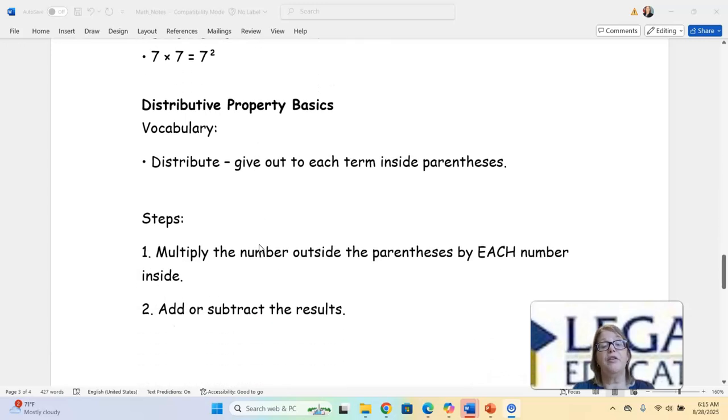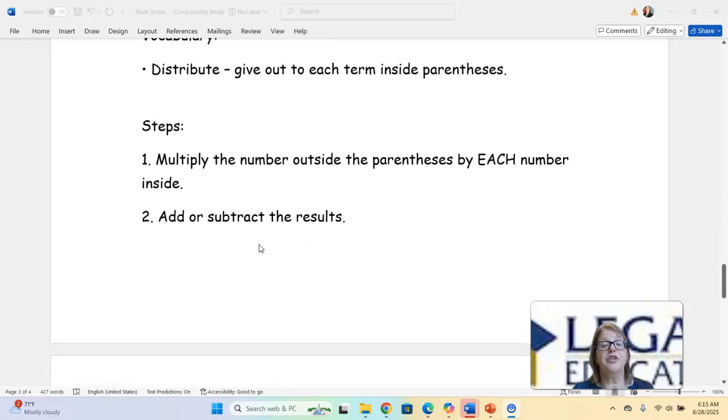The distributive property is also on your final, so I wanted to review that one more time with you. To distribute, that's basically you're giving out each term inside of parentheses, right? So you're taking all these terms that are inside the parentheses and you're giving them out, so that you can get them out of the parentheses.